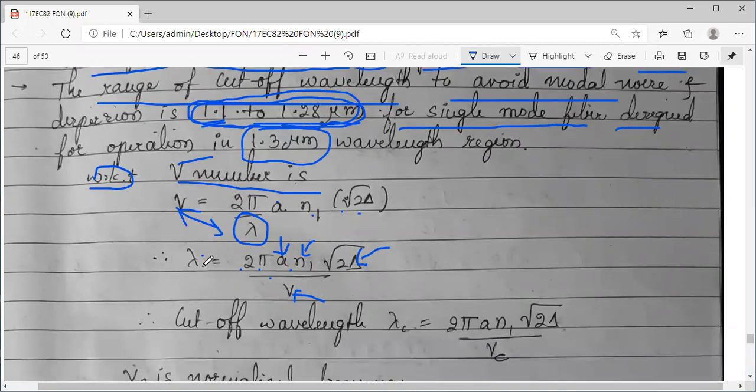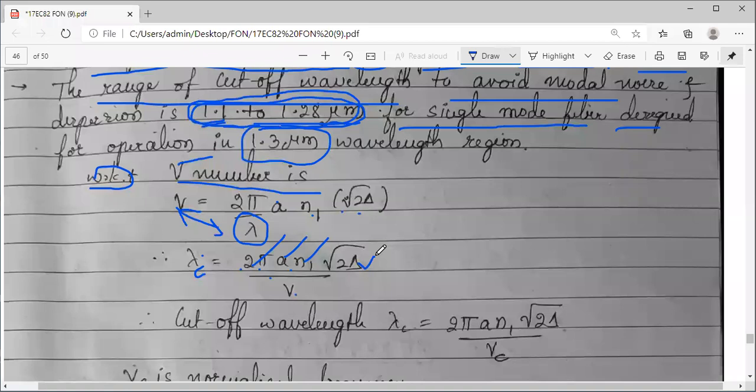Now, what will be the cutoff wavelength? If I just take the subscript lambda C here, what changes do I have to make in this? If you see the different parameters, let's see where I can change the parameters. 2 pi is constant, can't do anything. Once for a given dimension, a is constant. Once you choose the material of the core, the refractive index is constant. Delta, it's a relative refractive index difference, n1 square minus n2 square.